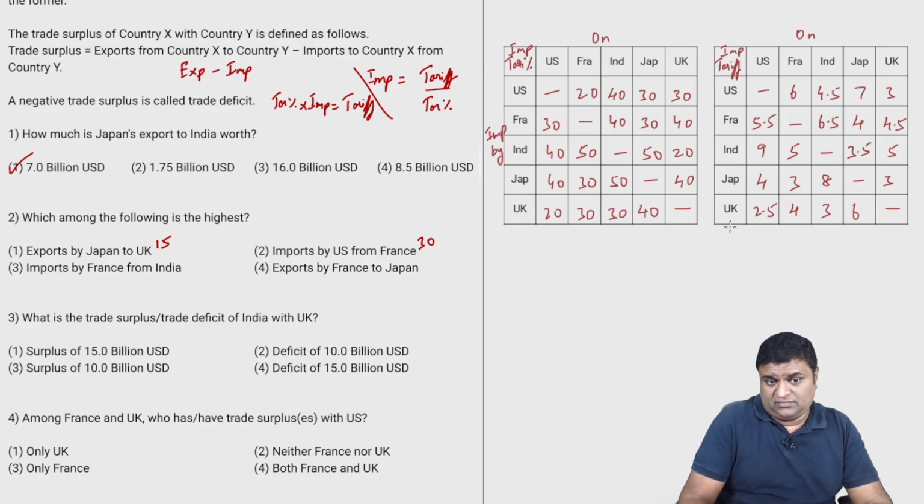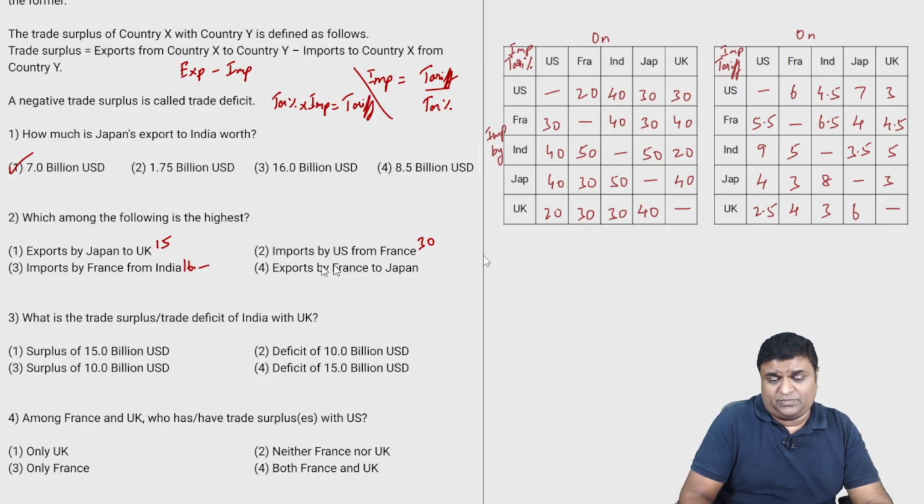Imports by France from India. France, India. That's 40. That's 6.5. How do I bring it to 10%? Divide by 4 and divide this by 4. 64 by 4 is 16, right? This is 1.6 something, right? Then 100% is going to be 16 point something. Just write 16 point something.